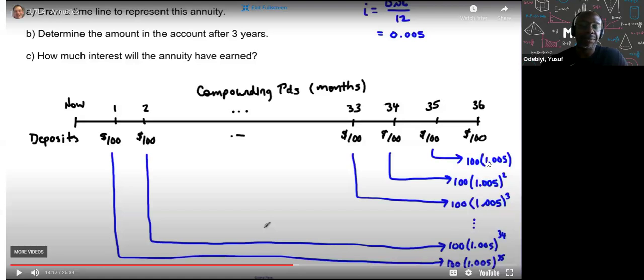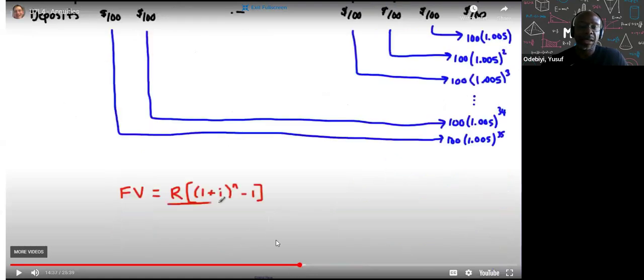Our multiple from each one is 1.005, right? And our compounding period is 36, and our i is 0.005. So from there we can calculate using our formula, right? Our future value is going to be equal to this formula, where R is our regular payment, i is our interest, and n is our compounding period. So that's what you're going to use.